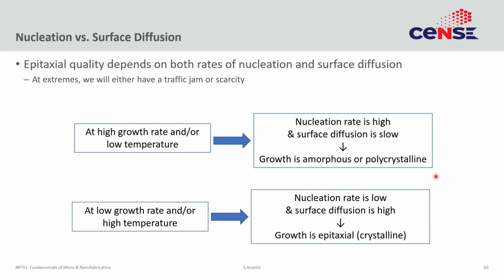While in cases where the growth is very low, which means that the material is coming very slowly, which probably means the partial pressure of the precursor is low, which means the supersaturation is low, or the temperature is high, in these cases the nucleation rate tends to be very low, the surface diffusion tends to be very high. So, you have a lot of time before more material gets dumped in for the nuclei that are growing to actually come, coalesce, orient themselves, etc. In these cases the growth is often epitaxial or crystalline.